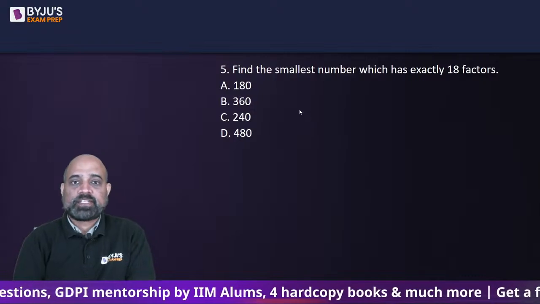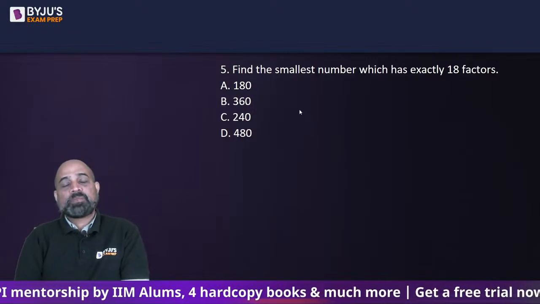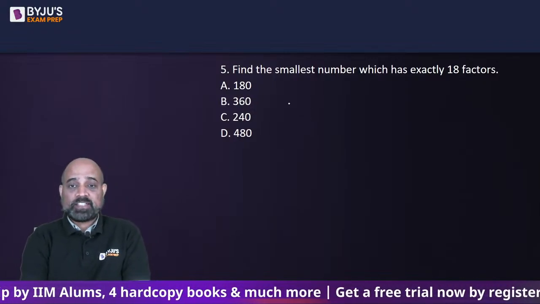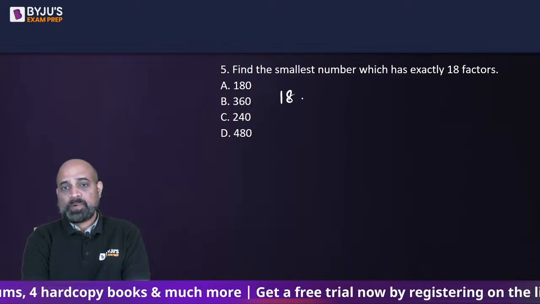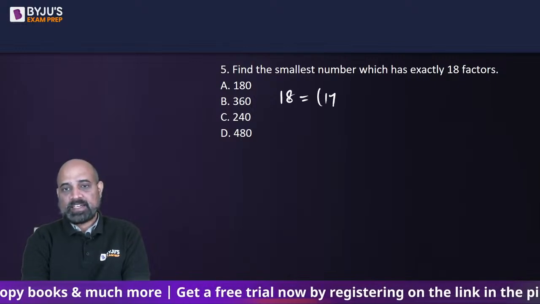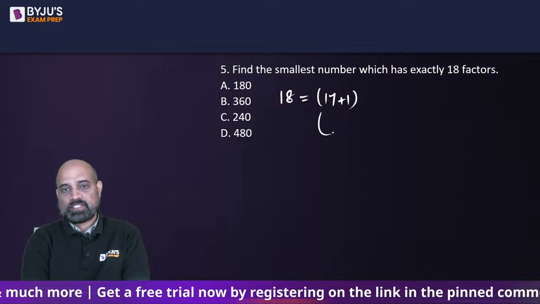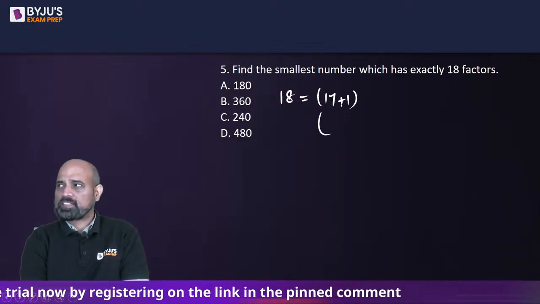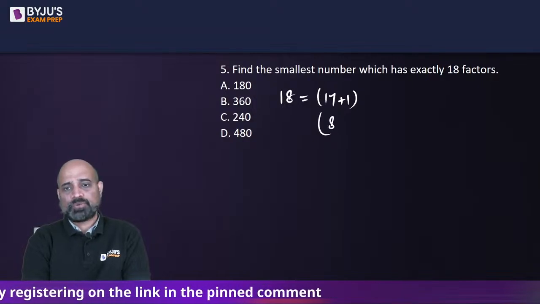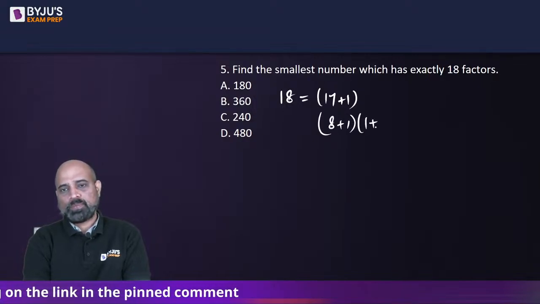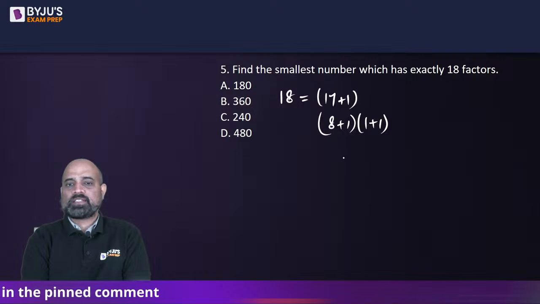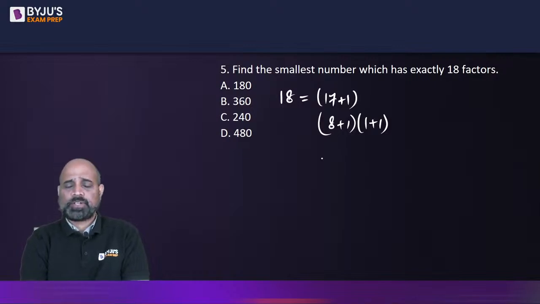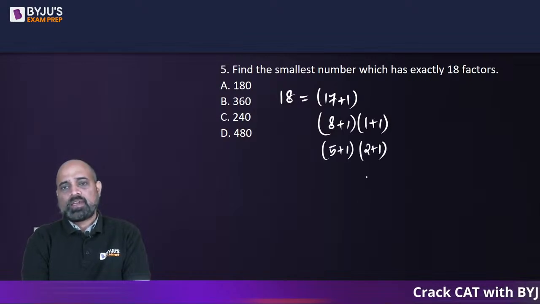Okay. Next is find the smallest number which has got exactly 18 factors. Now, if somebody has got 18 factors, I can write this as 17 plus 1. Next, I can write this as 6 into 3. Oh, okay, let's start with 9 into 2. 9 into 2 would mean 8 plus 1 into 1 plus 1. I can also write this as 6 into 3. So that is going to be 5 plus 1 into 2 plus 1.